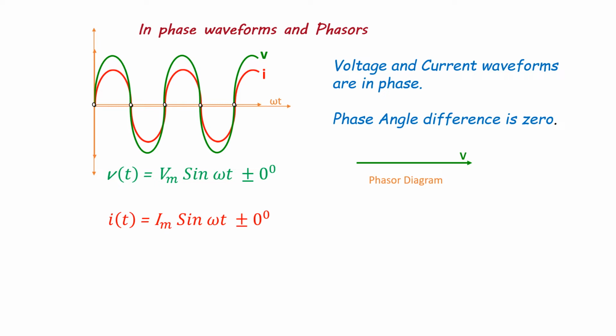Voltage is taken as a reference at 0 degrees. With reference to this voltage, the current is drawn again at 0 degrees because both are in phase. The phase angle between voltage and current is zero.